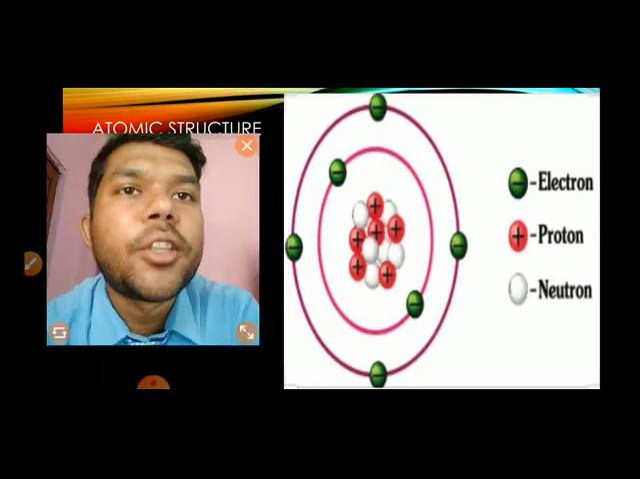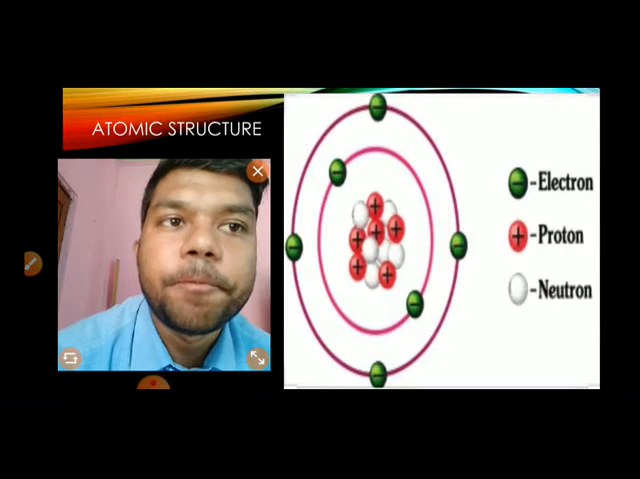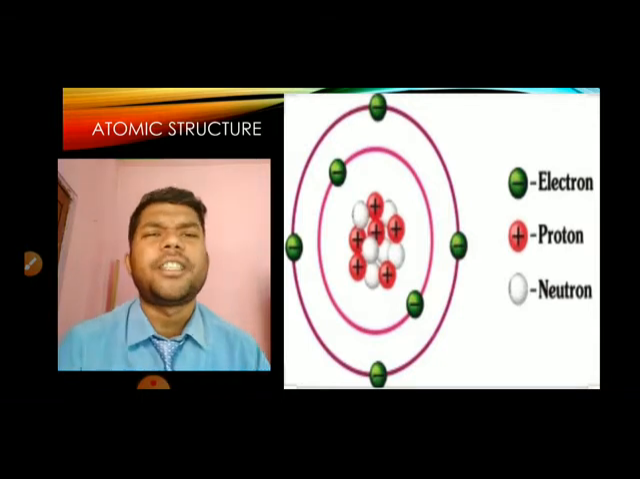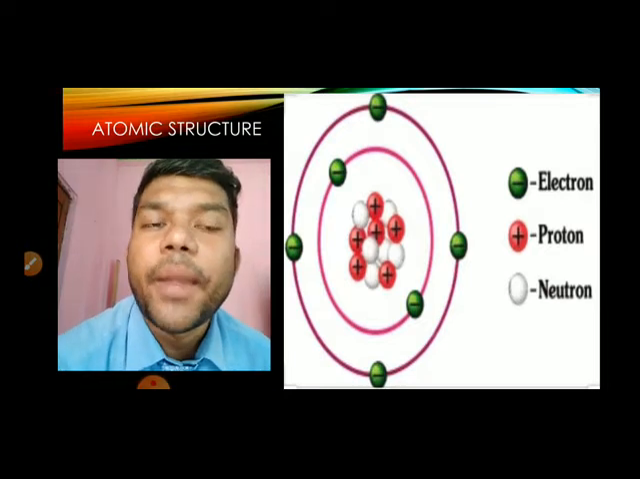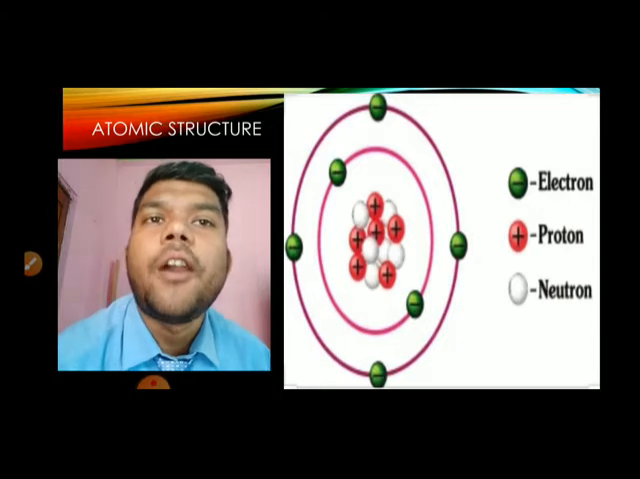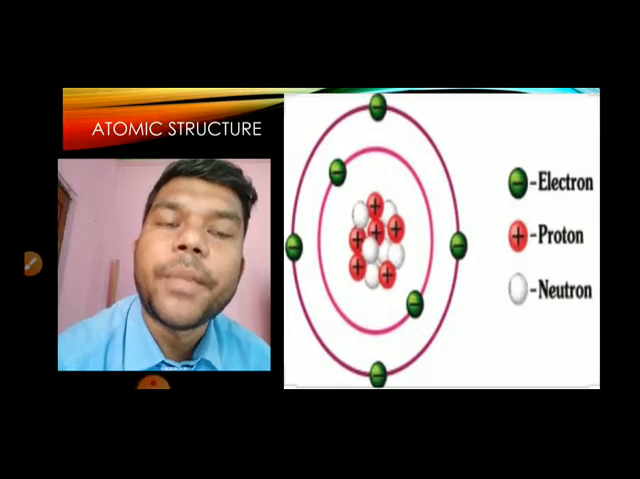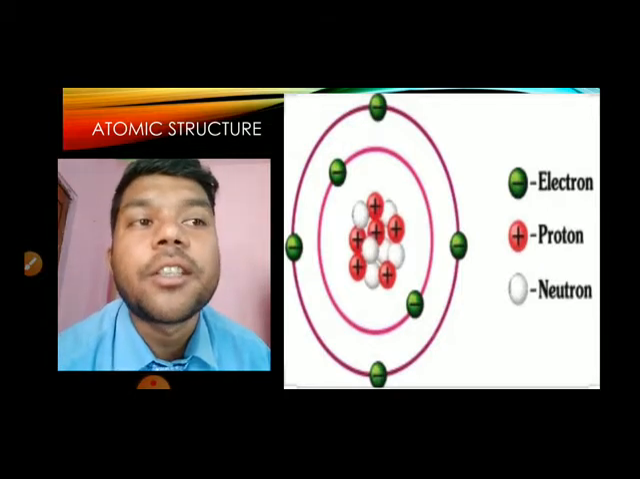Next we'll talk about the structure of the atom. Previously we discussed the atom. Atoms are very tiny. We cannot see them even with a compound microscope. But scientists have found the structure by different, complex methods. That is called atomic structure.